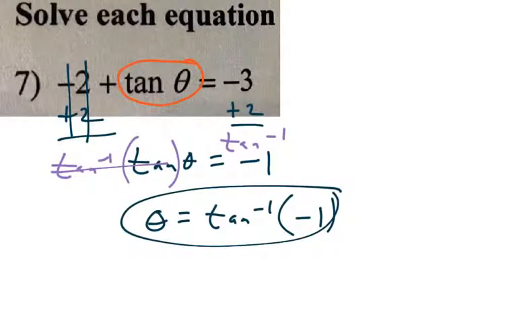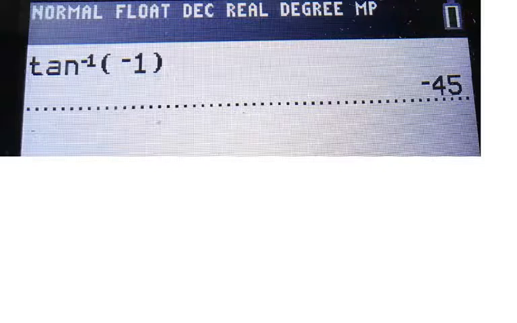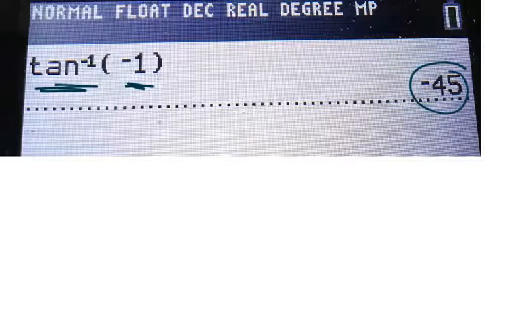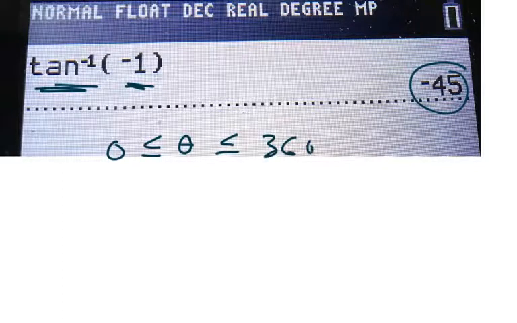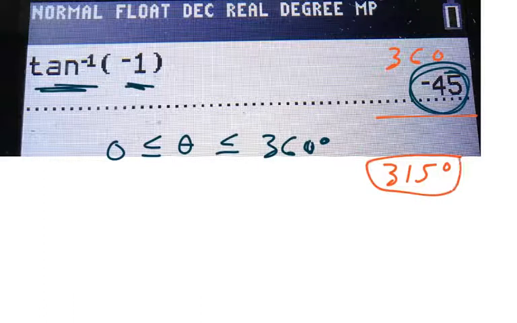So let's just go to our trusty calculator. Your teacher should let you use it. Here I have the tangent inverse, or arctan, of negative 1. It's negative 45 degrees. Now here's where the catch comes in, guys. You will most likely be told that your theta has to be within the range of 0 up to 360 degrees. Negative 45 is not between 0 and 360 degrees. So what you're going to learn to do is simply add 360 to it. And I know one angle is 315 degrees.